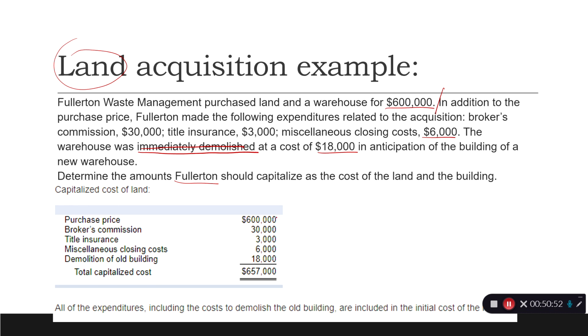First of all, the purchase price of the land is $600,000. Broker's commission, of course, title insurance, of course, and miscellaneous closing costs are included. The demolition of the old building is not going to be part of the new building's cost. It's going to be part of the land cost. Okay, that's where the key is. And then it's asking for the cost of land and the building. Building will be zero because there's no building yet. Okay.